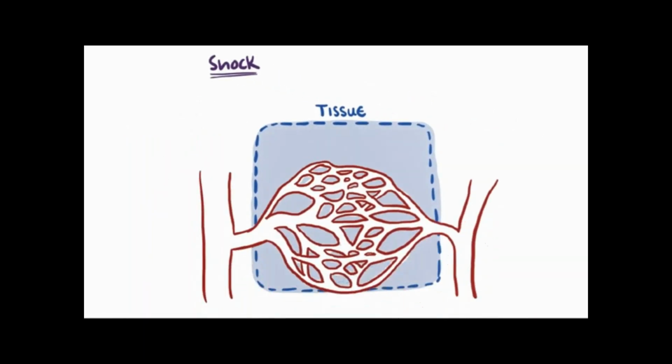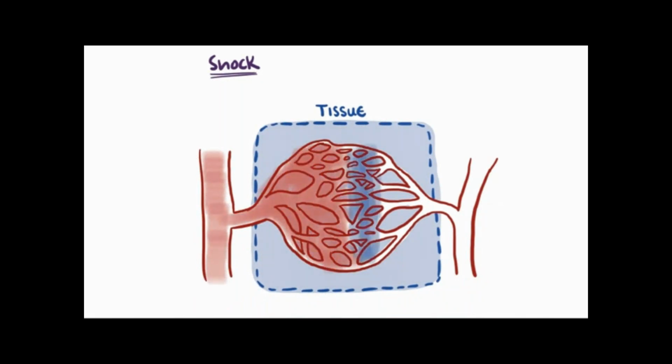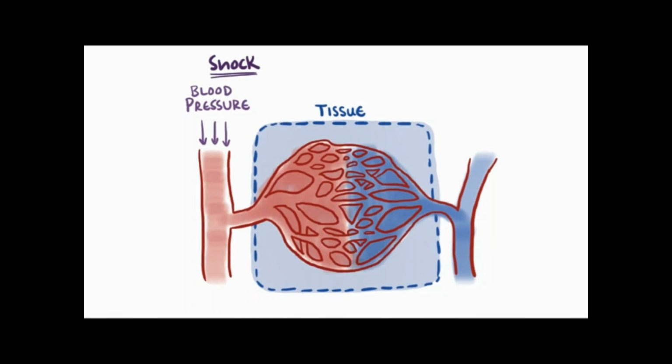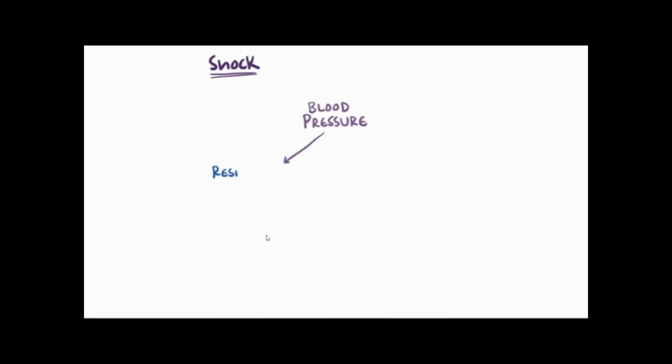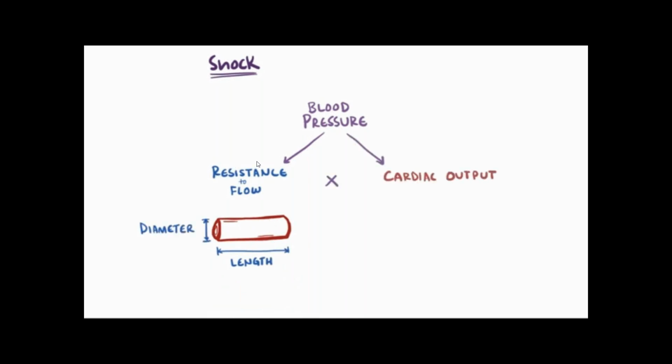Okay, so with shock, the body's tissues aren't getting enough oxygen via the blood, right? Normally, blood perfuses through tissue and delivers oxygen because there's enough pressure in the circulatory system to push it through. So blood pressure is a major determinant for the amount of blood perfusing through tissues. Now, blood pressure is determined by two components: the resistance to blood flow in the blood vessels, things like vessel length, blood viscosity, and vessel diameter, and the cardiac output, which is the volume of blood pumped by the heart through the body per minute.